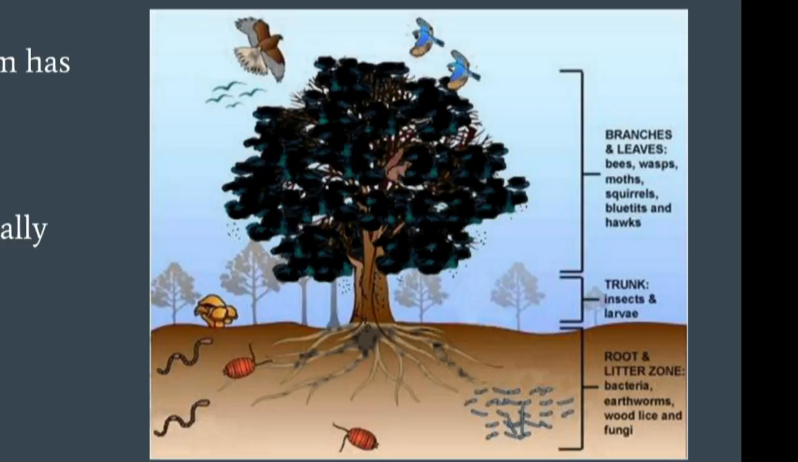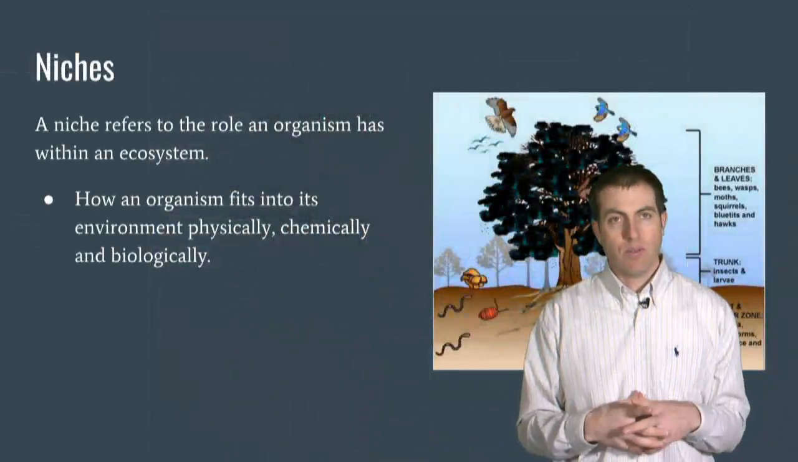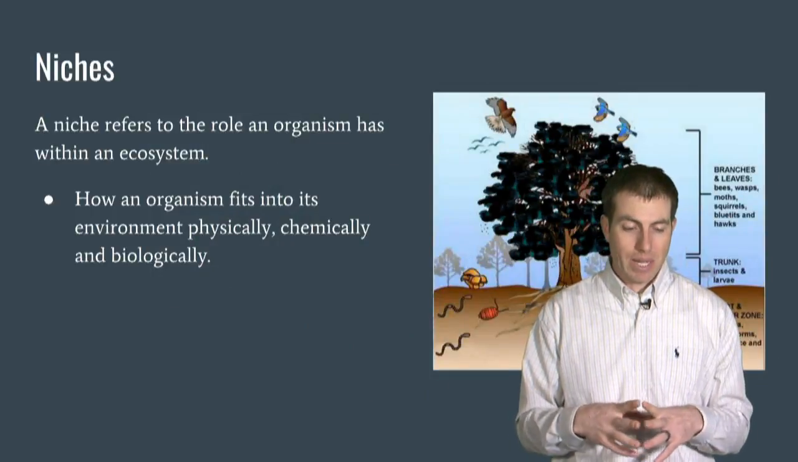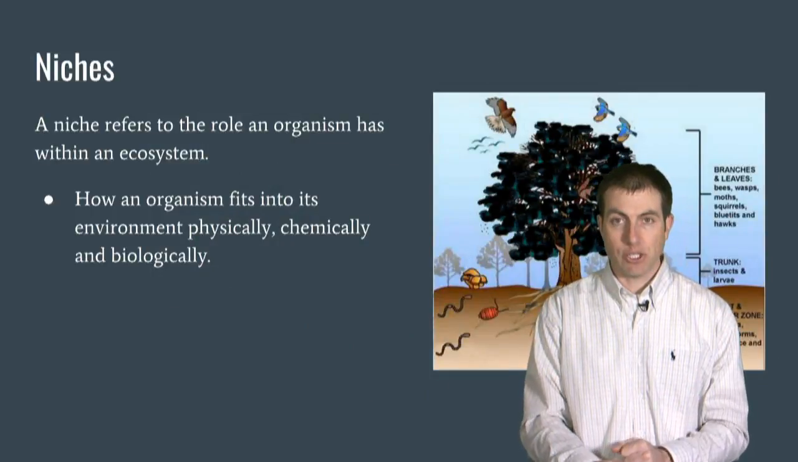You have the trunk of the tree. You have specific insects that live under the bark. They live and burrow into the trunk. That's their niche. And then you have other plants and animals that live in the branches of the tree. That's their niche. Things like birds who eat the nuts that the tree provides and spread the seeds around. So these are all the niches where organisms live. How an organism fits into its environment, physically, chemically, and biologically, is what a niche is.